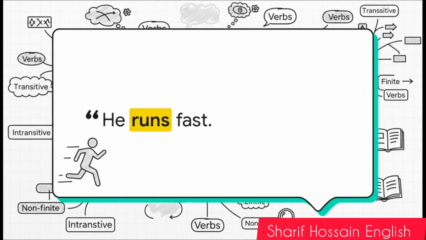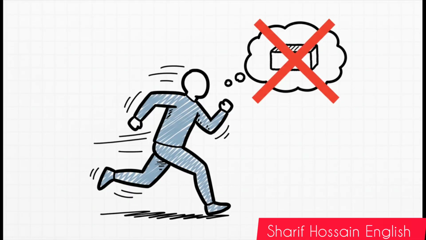Now, let's look at an example of an intransitive verb. "He runs fast." See, in this sentence, it doesn't make any sense to ask what or whom after the verb "runs." The word "fast" just tells us how he runs, but it isn't an object. That's why "runs" is a perfect example of an intransitive verb.